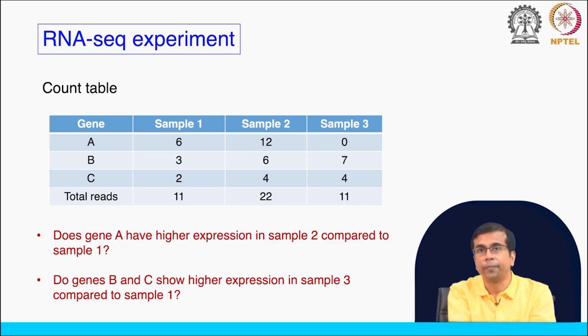Now, the question is, does this mean gene A has higher expression in sample 2 compared to sample 1? Because you see in sample 2 there are 12 reads that are mapping to gene A, whereas in sample 1 there are 6 reads mapping to gene A. Does this mean this gene A is highly expressed in this sample 2?